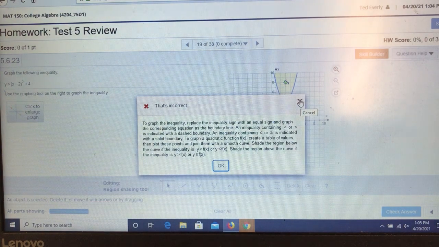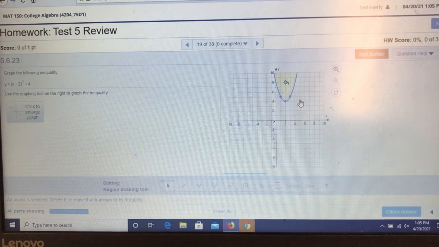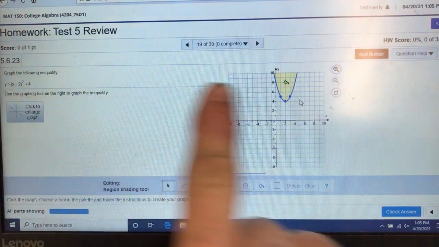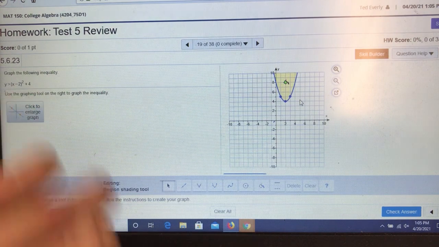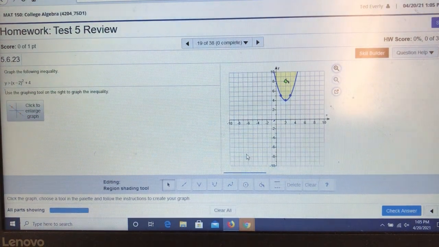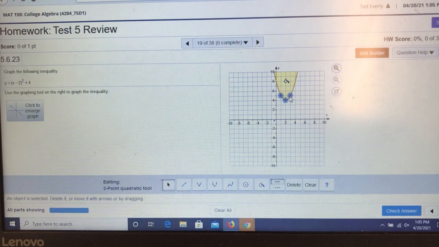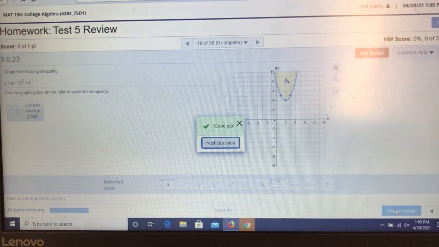Okay, what's... Oh, you know what I did? It's not equal to, so my parabola should have been dotted. So, hey, good thing I made that mistake here, so you won't. So we're going to do this over. Because I don't know if I can click this and then make it dotted. Yeah, there you go. Perfect. That should be right. Yeah, sorry about that, man. I'm not going to click nailed it since I made a mistake right there.